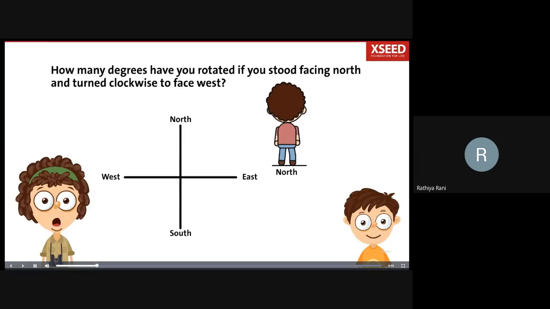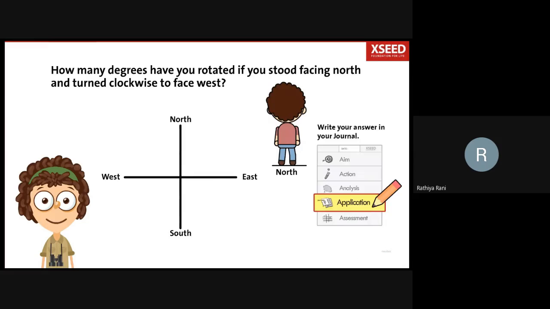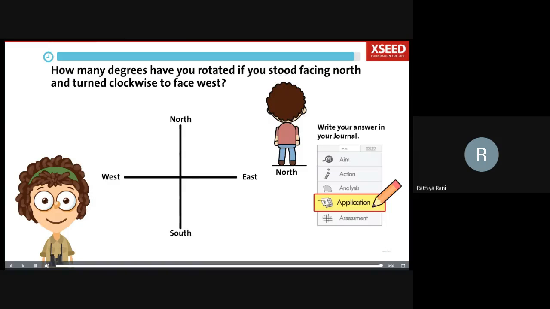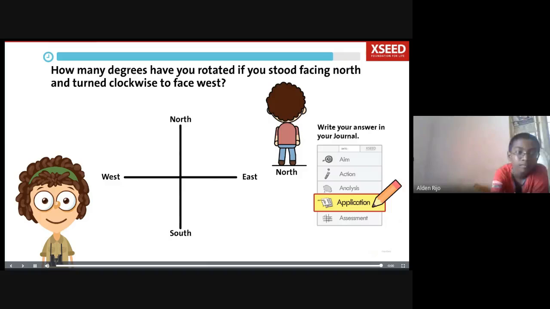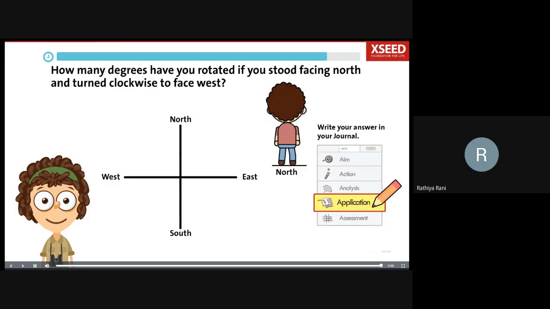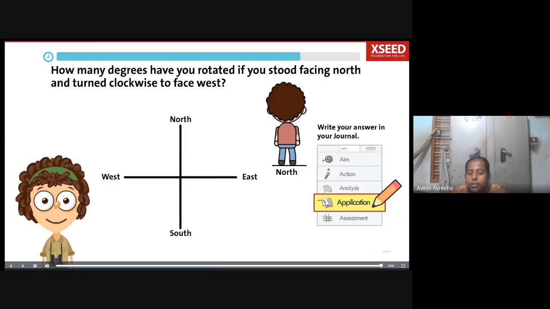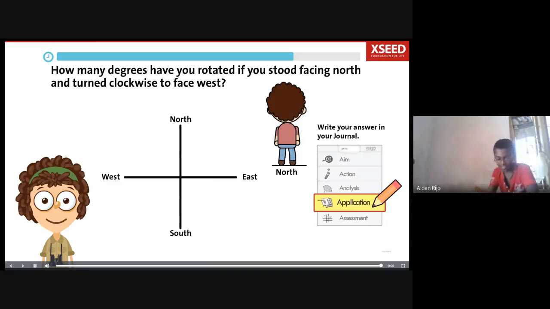Time to apply what we have learned to a real problem. How many degrees have you rotated if you stood facing north and turned clockwise to face west? Write your answer in your journal. Facing north, you should turn clockwise to reach west. So what is the total degree? We have to turn 270 degrees. Yes, ma'am, 270 degrees. Okay, we'll check it.